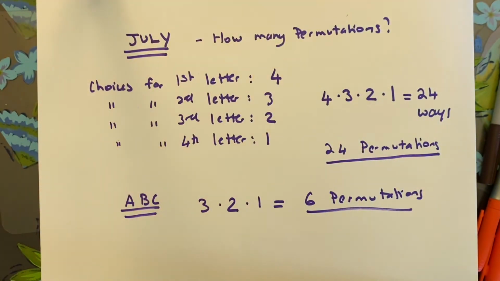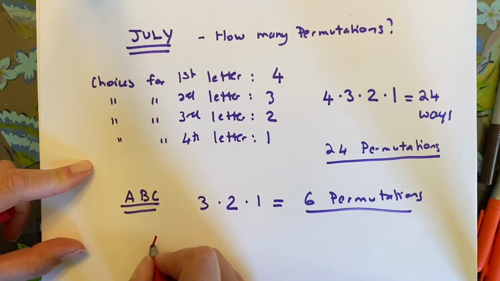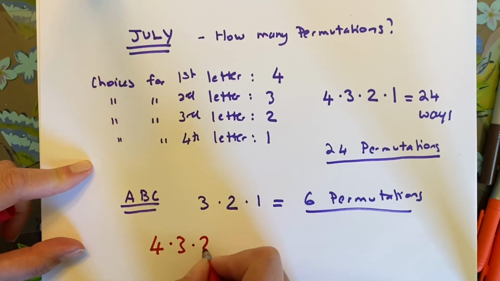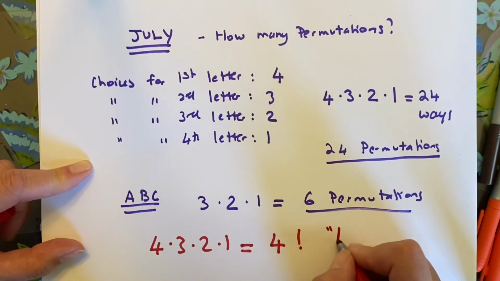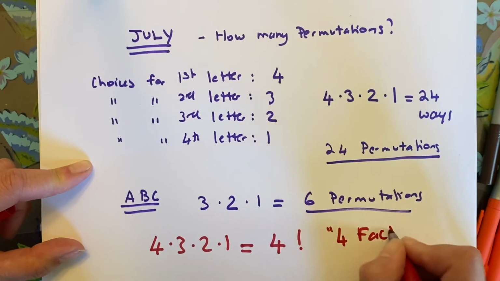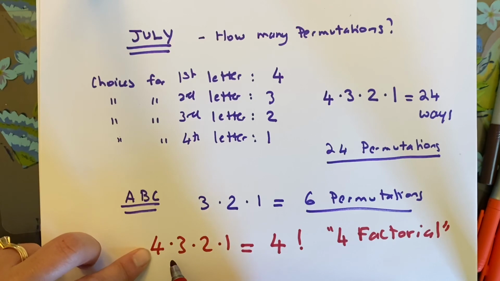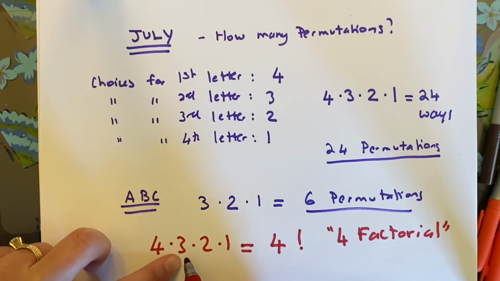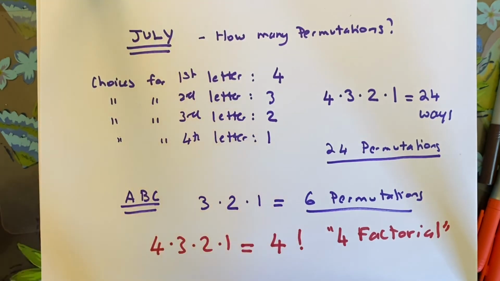What I just did here has a special name, which many of you may remember. 4 times 3 times 2 times 1 is the same as 4 with an exclamation point, and we call that in words 4 factorial. Factorial just means you take the first number and multiply it by the first number minus 1, and then the next number is the first number minus 2, etc., until you get down to 1 as the last number.